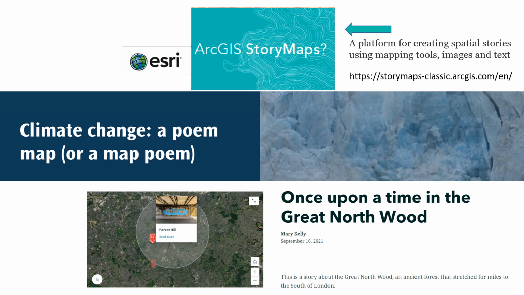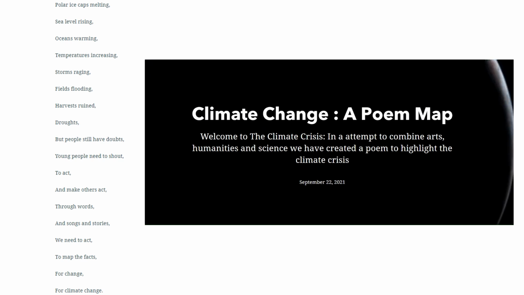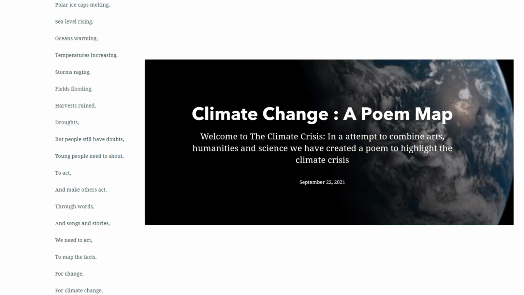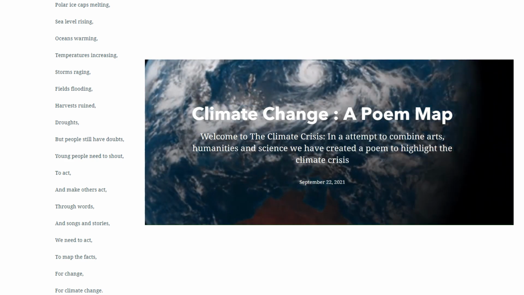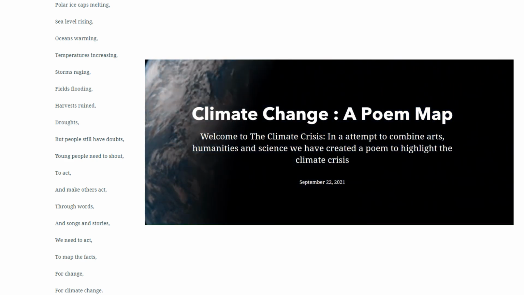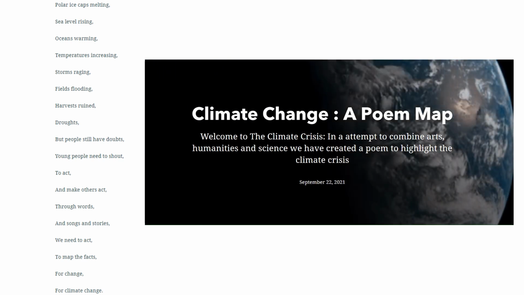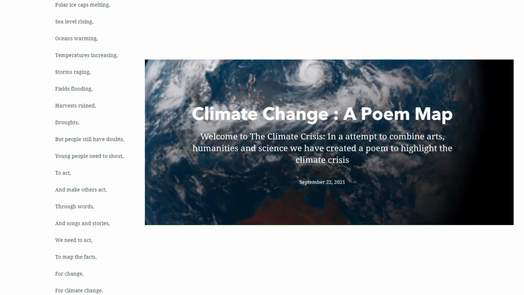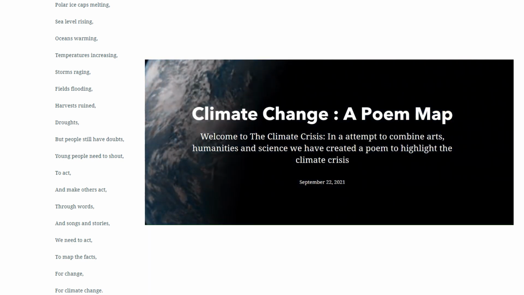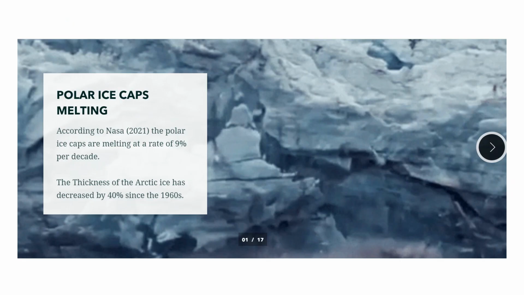To give you a better idea of how a story map looks, this is an example of one that we created as a team. We wrote a poem about climate change, which you can see on the left-hand side of your screen here. We wanted to use the poem as a way to think about and express our feelings about the issues that we feel are most important.